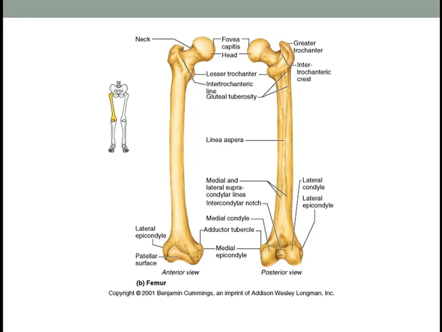Again, this is another diagram showing the femur, which is very important to know. At the head of the femur we have this small cavity here, we call it the fovea capitis, which represents the attachment of the ligamentum teres.